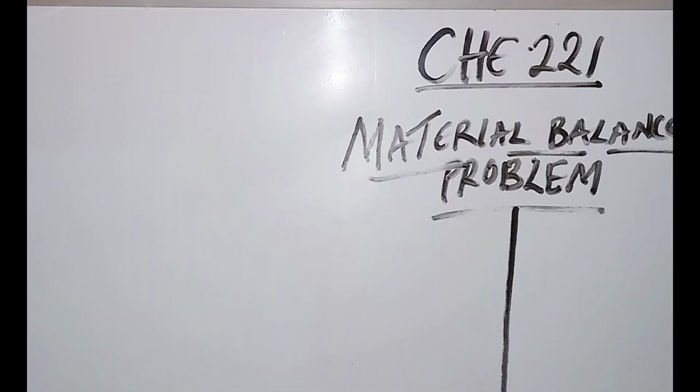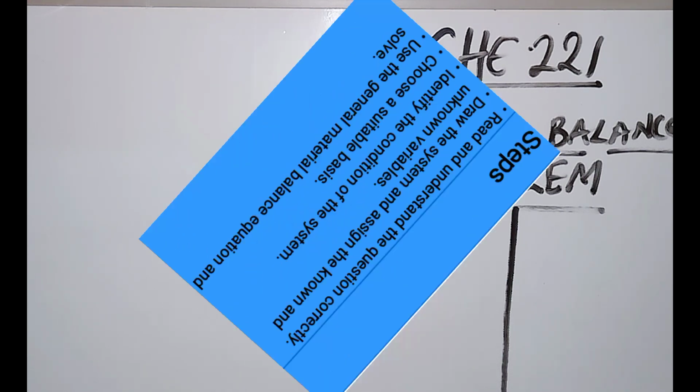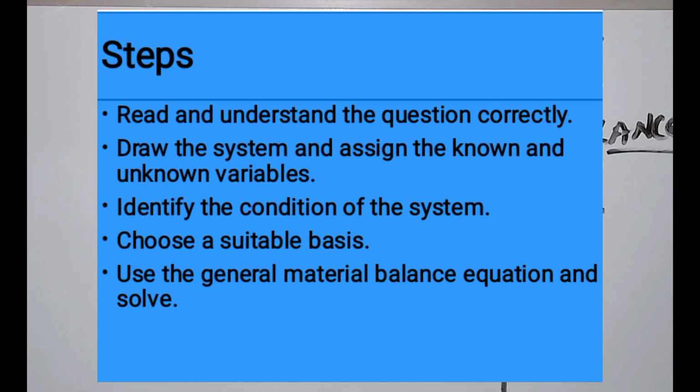When carrying out material balance, it's important to take note of the following steps. The steps will be displayed on the screen. The first step is to read and understand the question correctly. The second step says draw the system and assign the known and unknown variables.